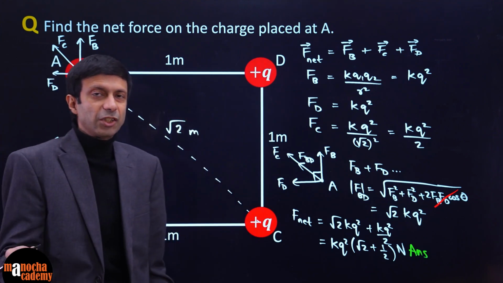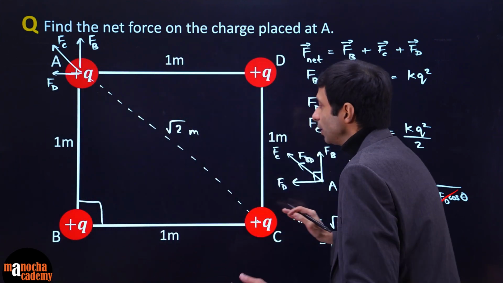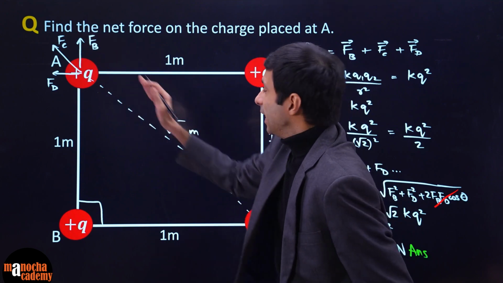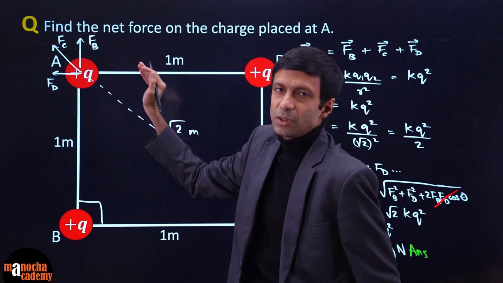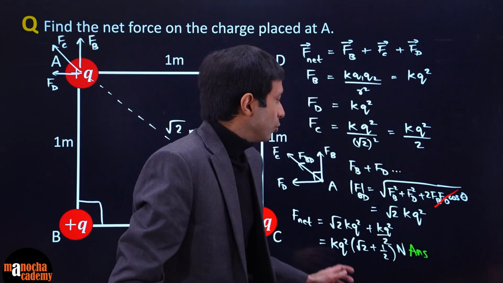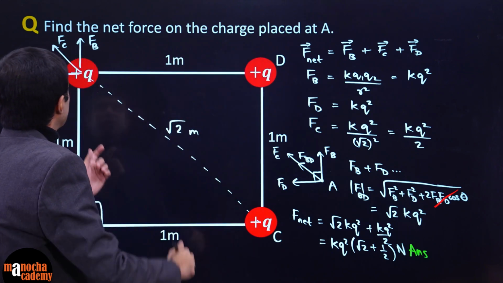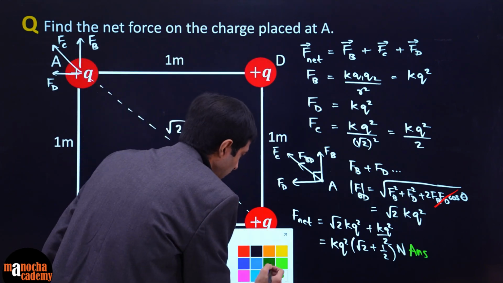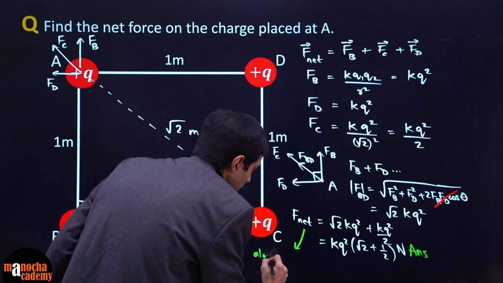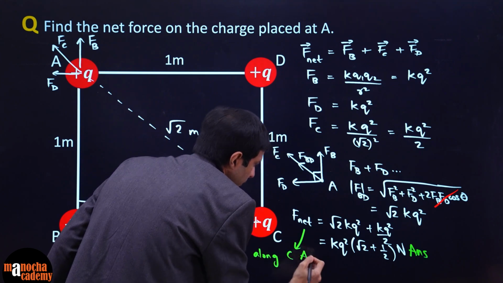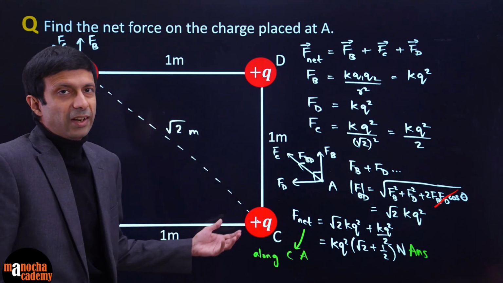And if they ask you the direction, what is the direction? It is along this diagonal, the diagonal of the square, and it is away from C, because these are all repulsive forces. So if they ask about the direction of the net force, we can say it is along the diagonal, along CA, from C to A. So the direction is also known.